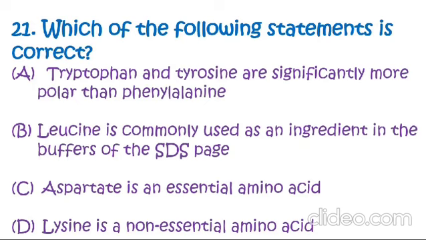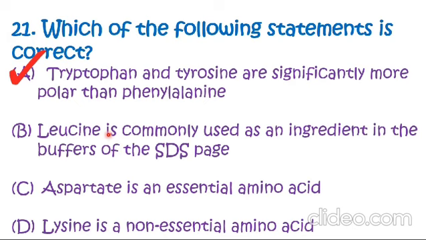Moving toward question number 21, which of the following statements is the correct one? Option A: tryptophan and tyrosine are significantly more polar than phenylalanine. Leucine is commonly used as an ingredient in the buffer of SDS-PAGE. Aspartate is an essential amino acid. Lysine is a non-essential amino acid. The correct answer is option number A. Tryptophan and tyrosine are significantly more polar than phenylalanine.